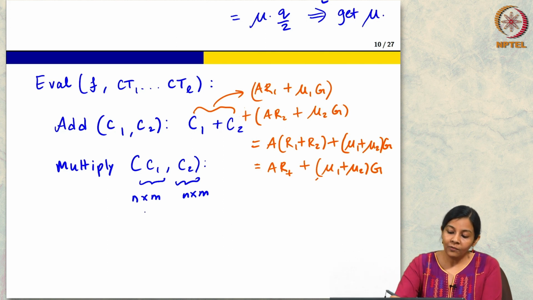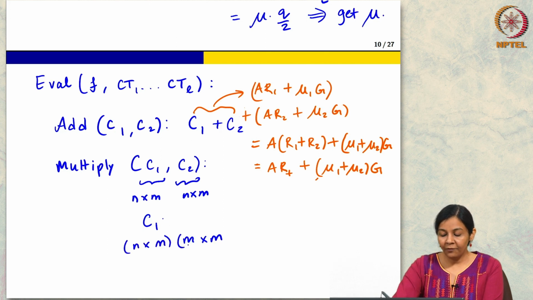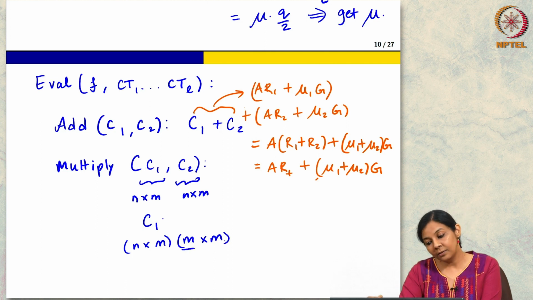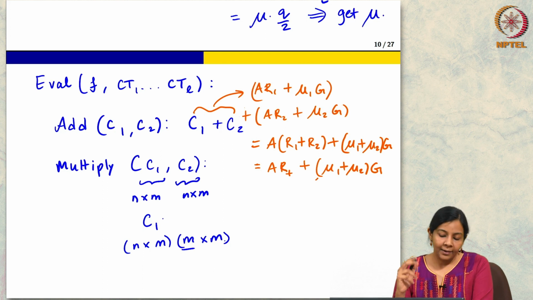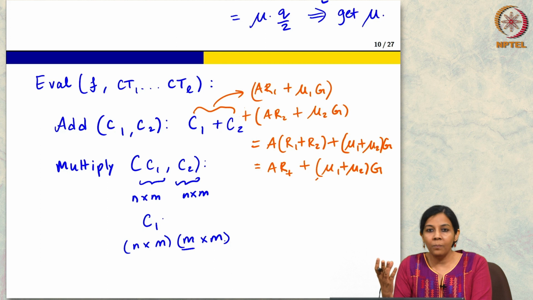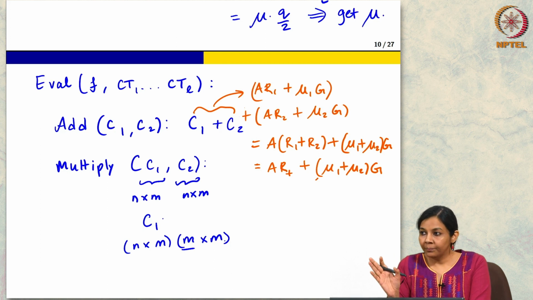So, what will I do? I take C1 which is n by m, and now I need to multiply it with something which is m by m, because this is n by m. Okay, if not m by m, then m by something, because I need the dimensions to work. So, take a wild guess, how should I take my second ciphertext? It is n by m, I want it to be m by m. M is n log q.